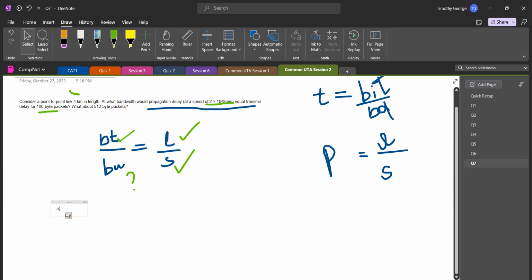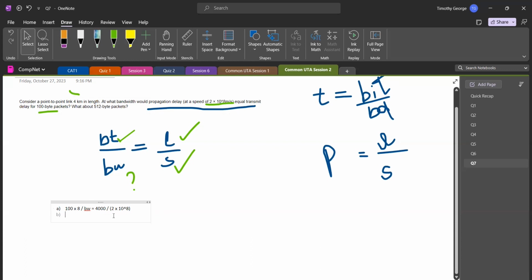You're looking at 100 bytes. Converted to bits, we multiply by 8, divided by bandwidth. Bandwidth we don't know, so let's leave it as BW. Length is 4 kilometers, so let's write 4,000 meters. Speed, we have 2 into 10 to the power 8. And that's it. When you simplify this, you will get the bandwidth that is required.